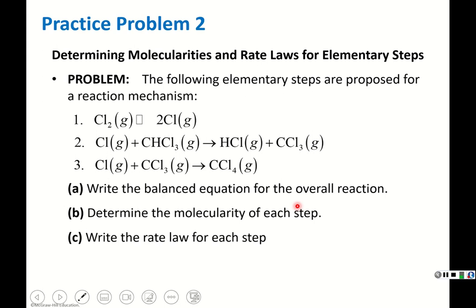Okay, so let's try a practice problem. The following elementary steps are proposed for a reaction mechanism. And these double arrows never come out, so this should be a double arrow.